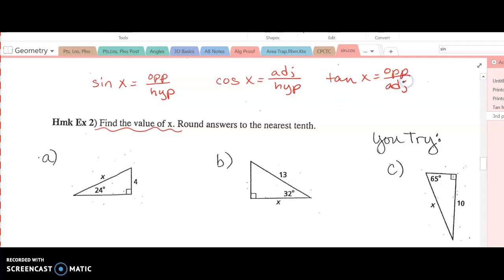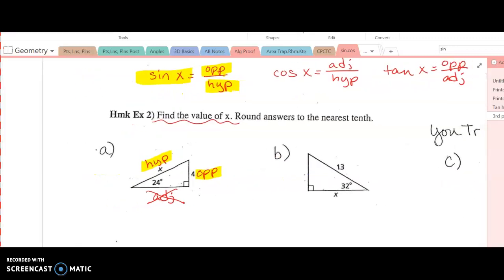Okay, and here we go. So let's label what sides we have. We have 4 is the opposite side, x is the hypotenuse, and this is the adjacent side down here. But we don't have anything on the adjacent side, so we're looking for which one. Is it sine, is it cosine, or is it tangent? Which one of these has opposite and hypotenuse in it? And it looks like opposite and hypotenuse are both in sine. So that's how we know we're using sine.